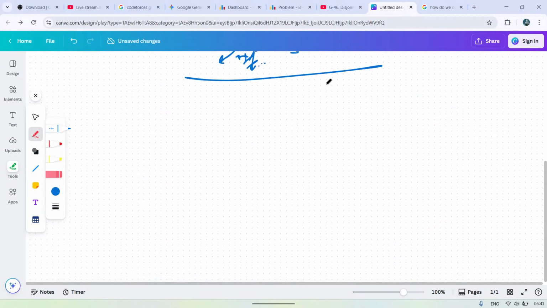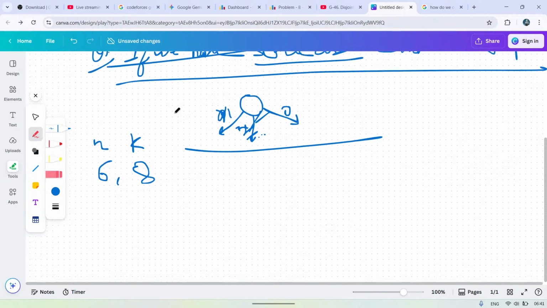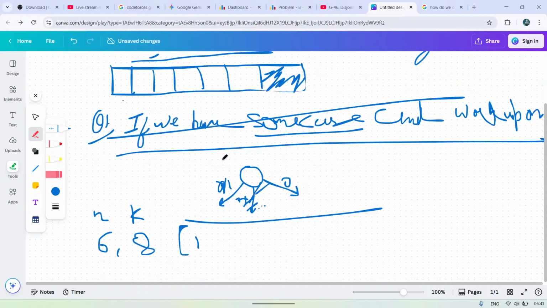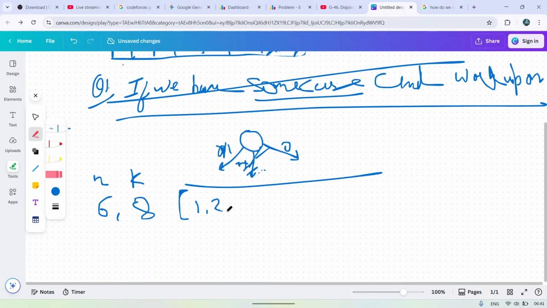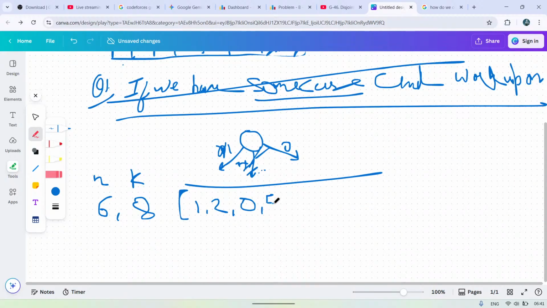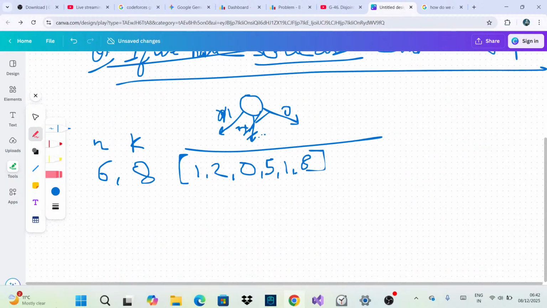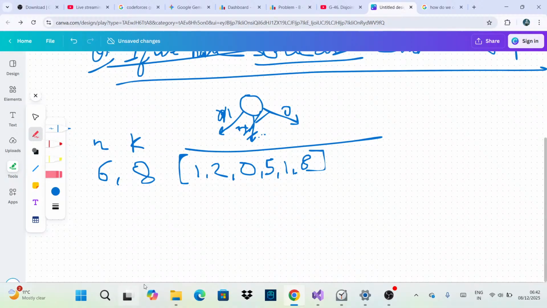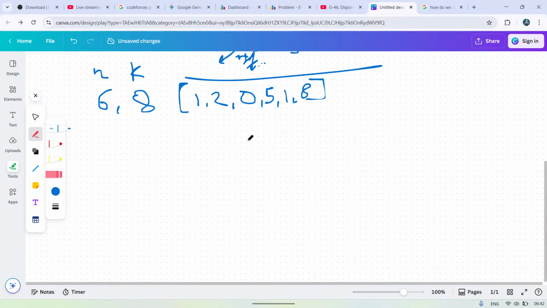So what I can do is let's create some 6, 8, and K, and we have 1, 2, 0, 5, 1, and 8. So 1, 2, 0, 5, and 8. Okay, let's say we are on the first index.